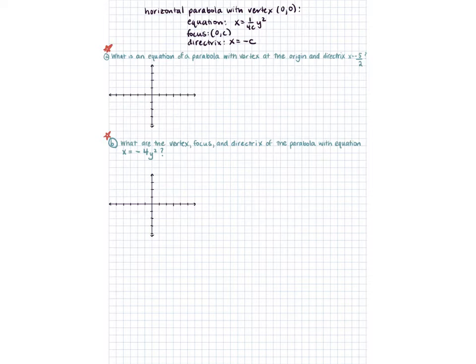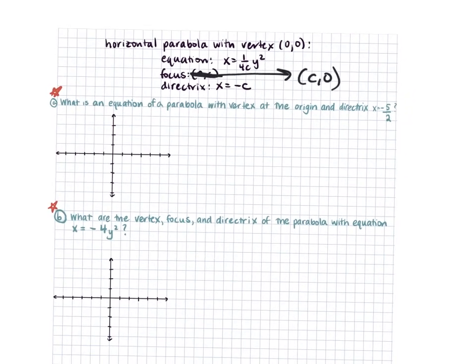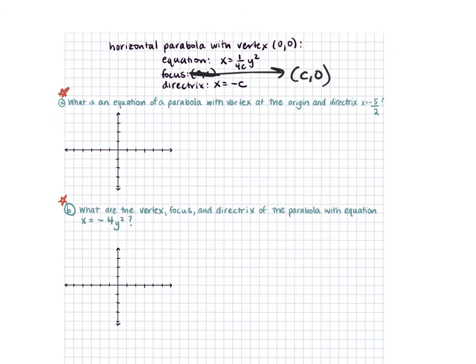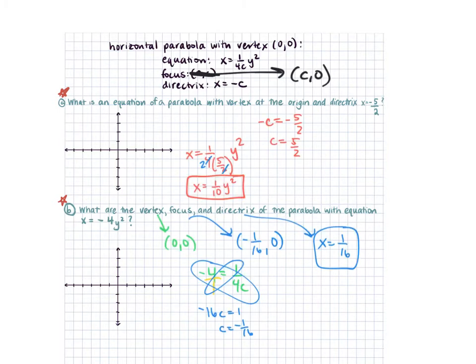So now I want you guys to try these on your own. Again, let me fix, I wrote this on every page: the focus here is C, 0 for these. So first one, write an equation of a parabola with the given directrix, then find the vertex, focus, and directrix with the given equation. So press pause, try these on your own, and then check back for the solution.